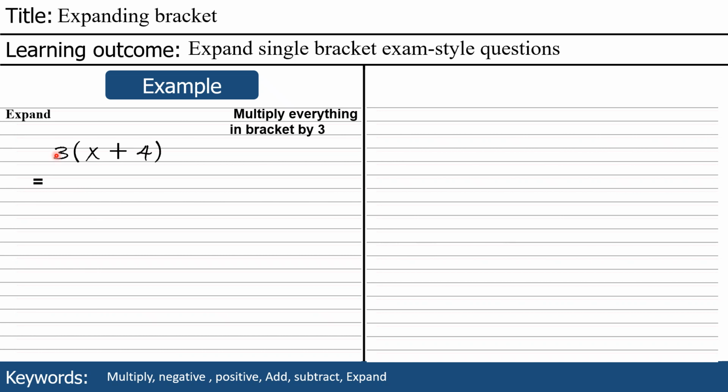3 multiplied by x is 3x. 3 multiplied by 4 is 12. Let's look at another example. Also, remember, this cannot be simplified any further because they are unlike terms. Let's look at example 2.